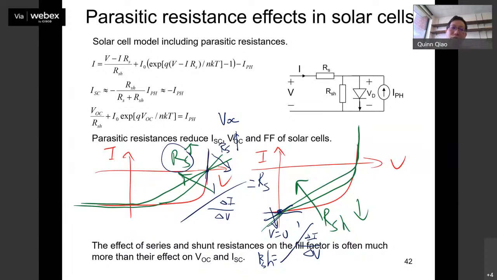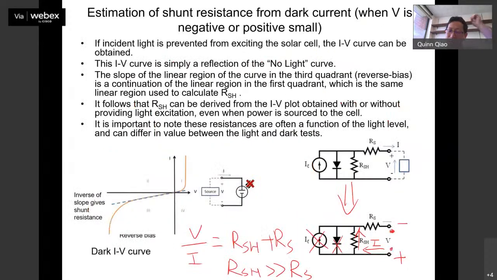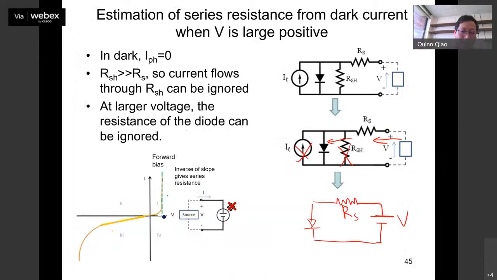Okay, this is for under illumination. If you want to do that under dark, it's a similar way, right? Under dark, you take the slope here, close to V0. This gives you the shunt resistance, right? And then under dark, if you take the slope close to VOC, the slope is like this. Under dark, you don't have VOC.